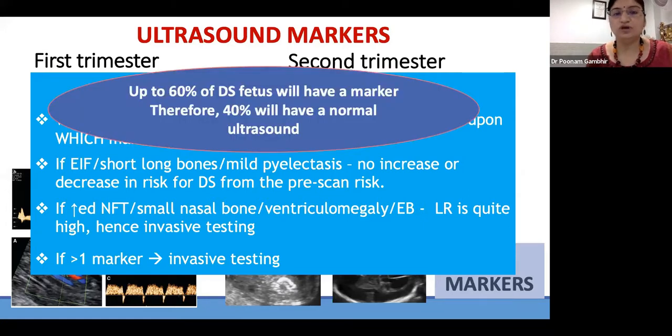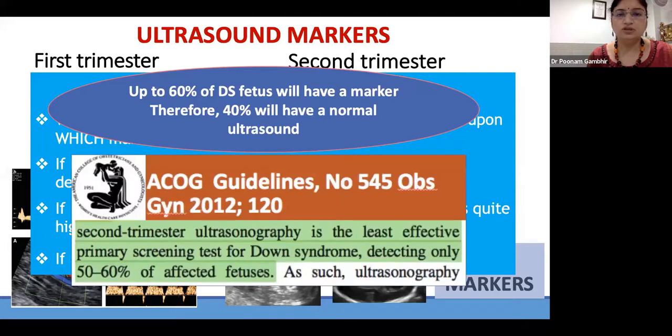So up to 60% of Down syndrome fetuses will have a marker, therefore 40% will have a normal ultrasound. With this fact, ACOG gave the guidelines in 2012 that second trimester ultrasound alone is the least effective primary screening test for Down syndrome, detecting only 50 to 60% of the affected fetuses. So this should not be taken alone as the criterion of screening the patients into the high risk or the low risk group.